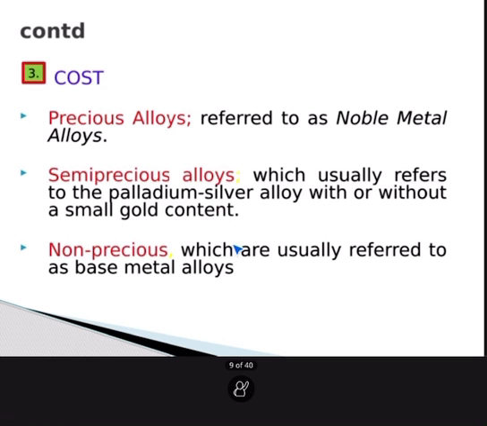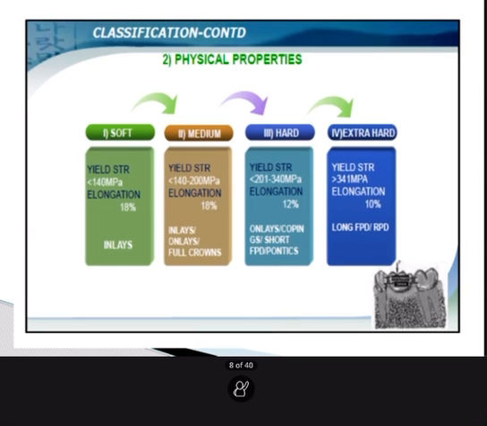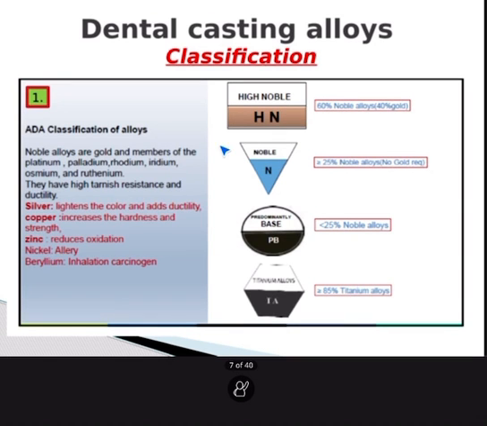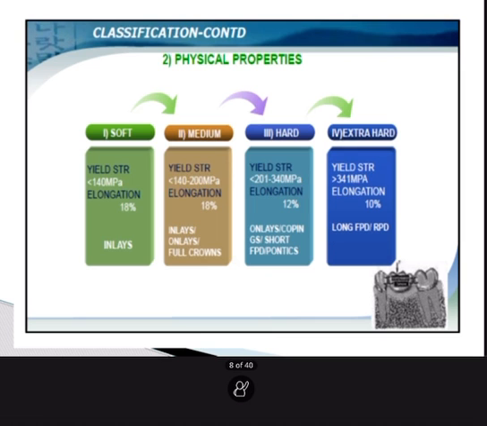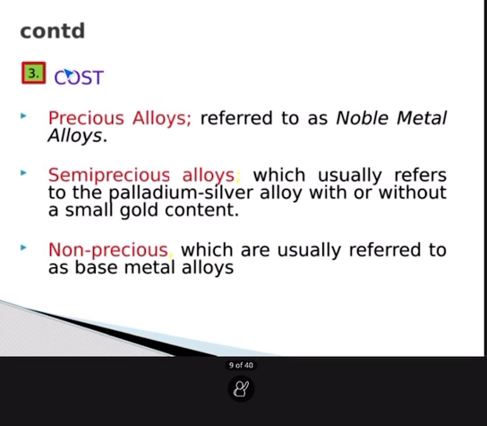So these are three classifications I must tell you. The first classification regarding your casting alloys is high noble and base metal alloys. Another is according to your physical properties, and the third one is according to the cost.